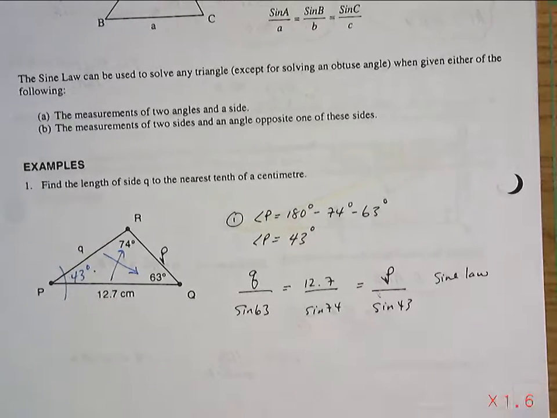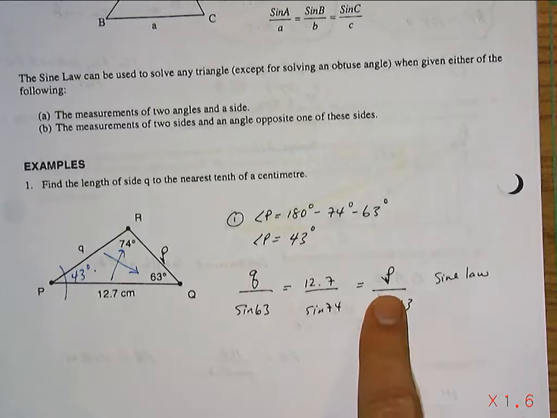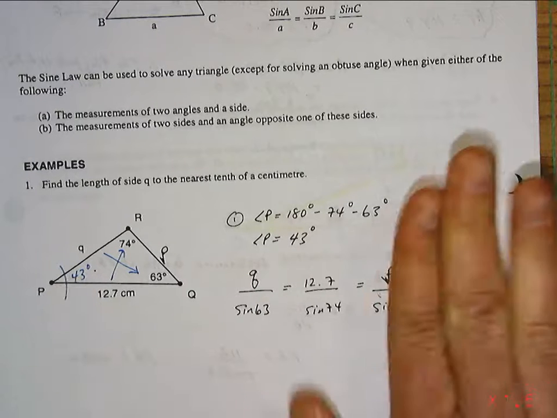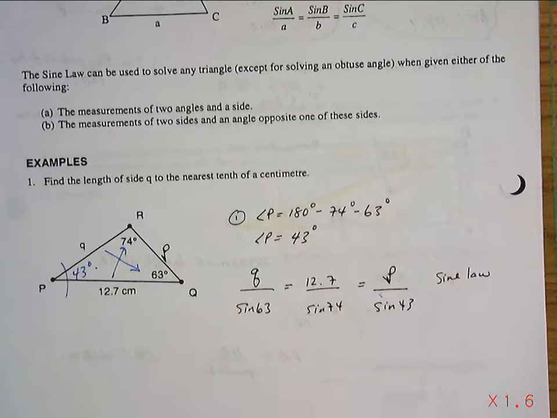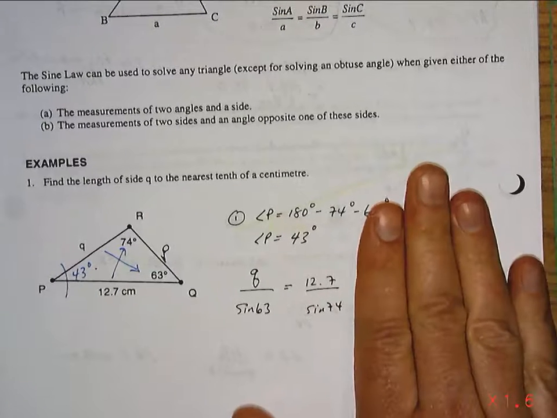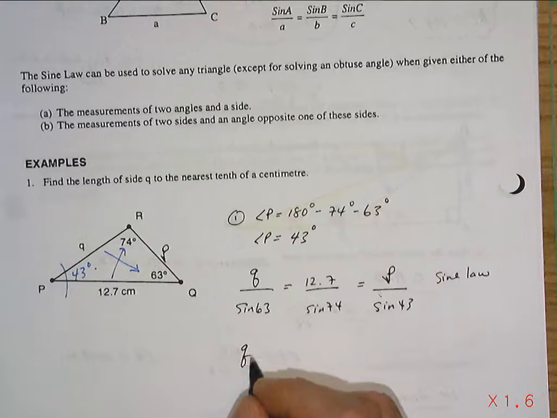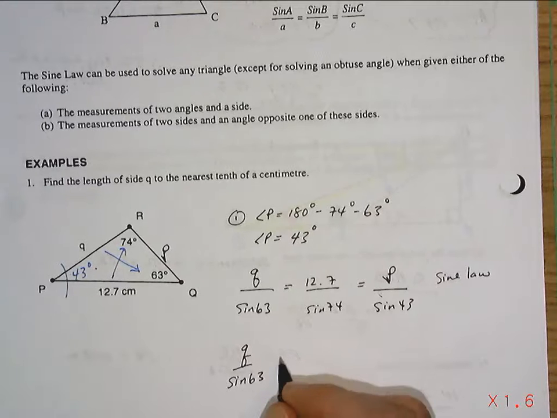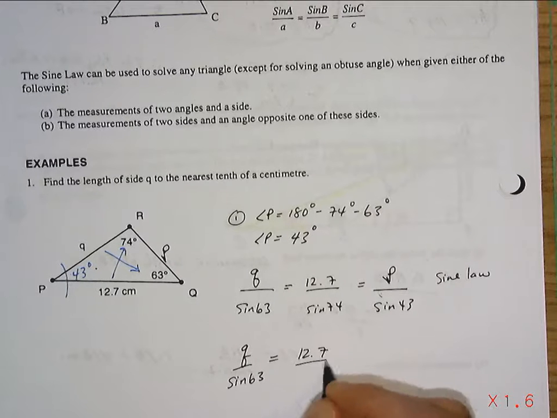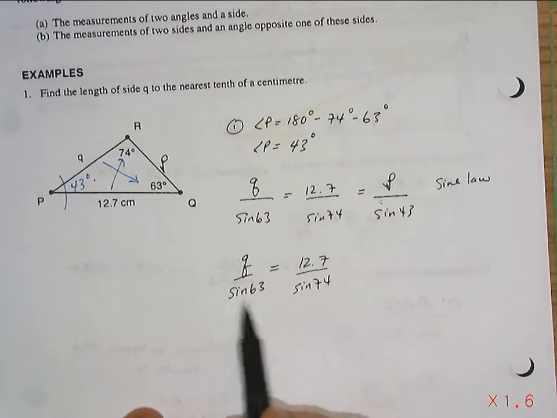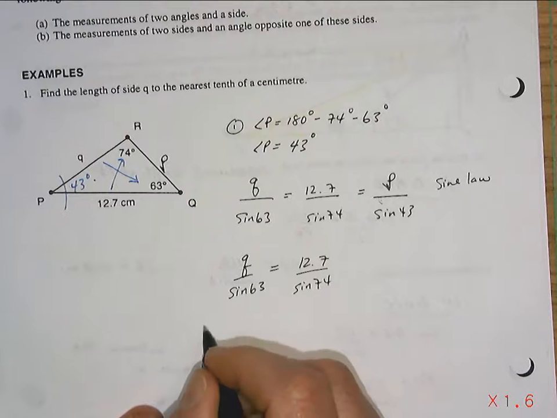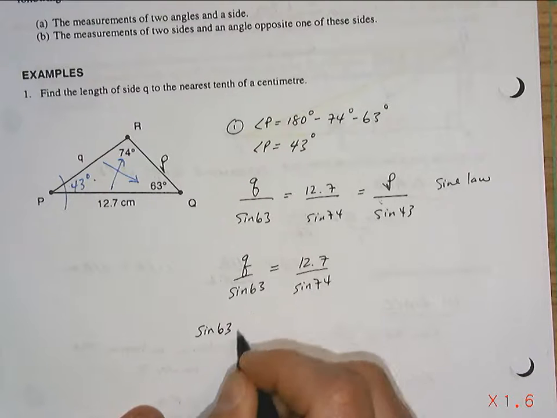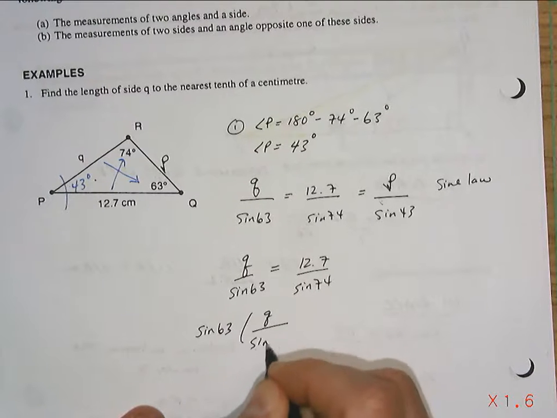But the truth be known, I want Q. I don't need to know anything about P. I didn't need to know 43. I can determine Q with just those two. I didn't have to do this work up here. It doesn't hurt that I did it, but I don't have to. So when I go after Q now, I really need to worry about Q over sine of 63 equals 12.7 over sine of 74. Now in the work that we've done previously, we know that this is a decimal. This is a decimal. So I'm going to multiply both sides by sine of 63. I'm going to show it once, and I'm not going to do it again, just because it's a little bit redundant.